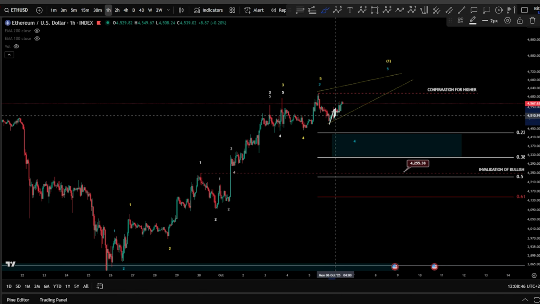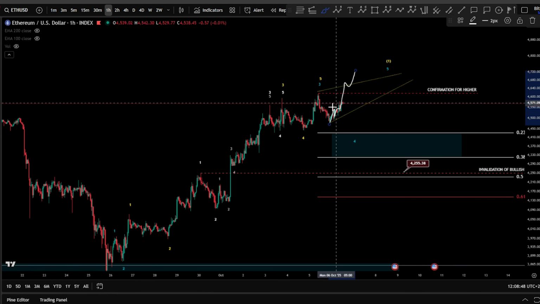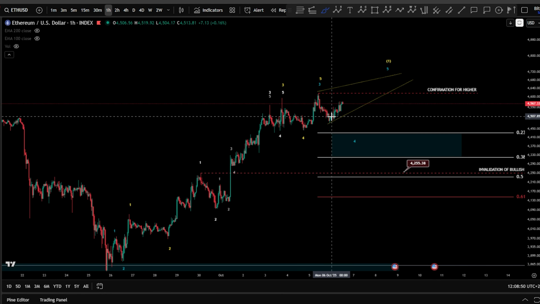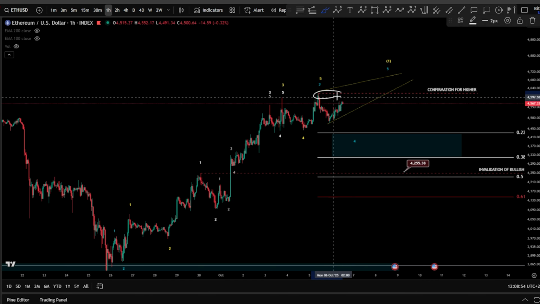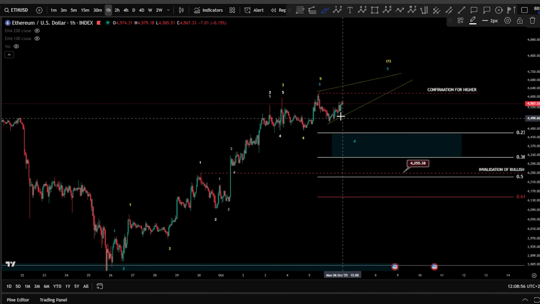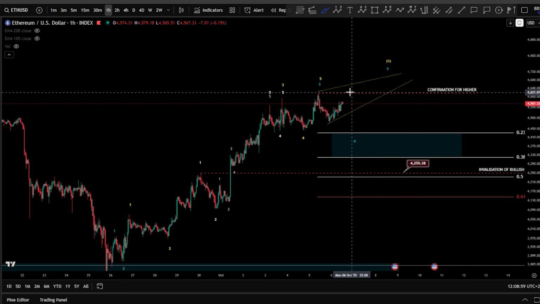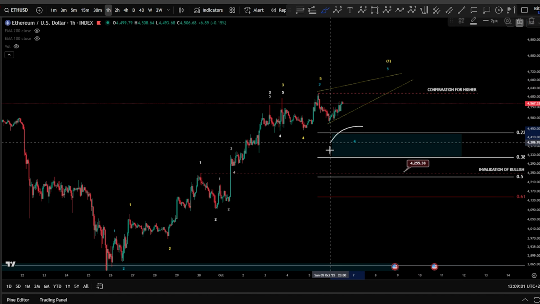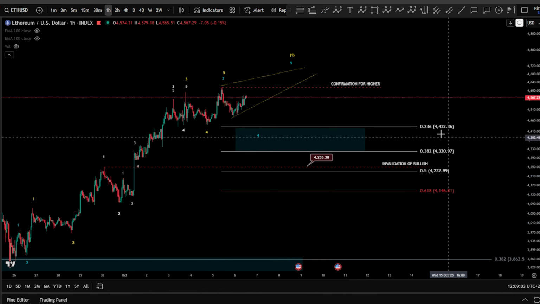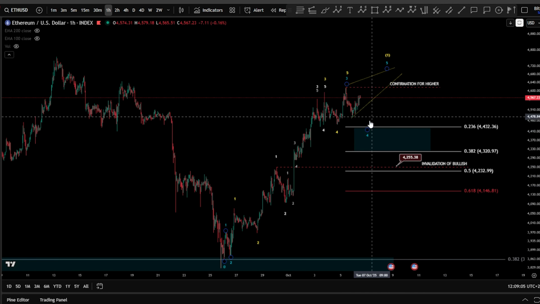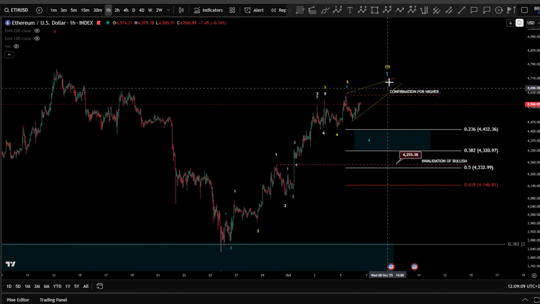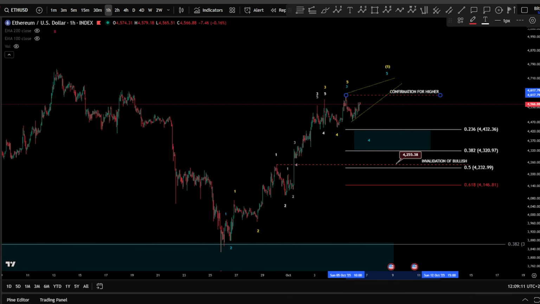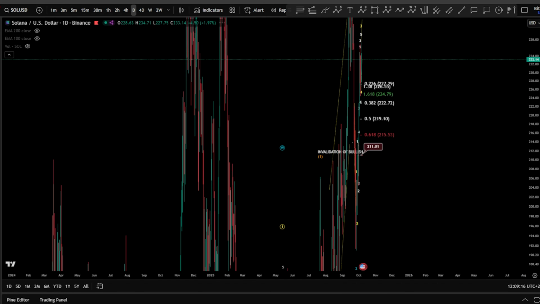Of course, we need to see continuation for higher here, and continuation for a potential 1-2 unfolding towards higher prices. If the price still ranges below this confirmation for higher, it is very likely that we come back to the blue box at 4,430 in a wave 4, and then start to seek a signal of strength for continuation for a wave 1. That was it for Ethereum. Let's see Solana on the daily as well.